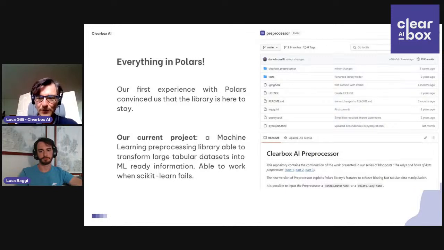And this is, for example, an open source project we want to work on in the coming months, and something I wanted to share today, because to demonstrate that yes, it's ready to work at a production level.